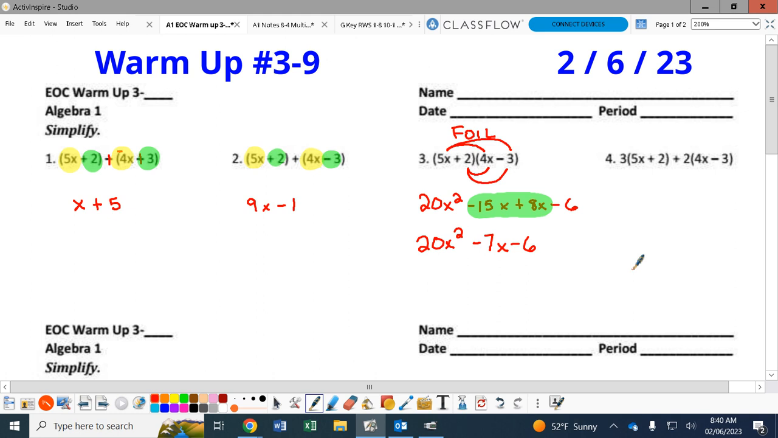What is foiling? Foiling: first, outer, inner, last. It's the acronym we use anytime we multiply a binomial times a binomial. It helps you remember to multiply the first two, so the 5x and the 4x, they're both the first in there. The outer two, the 5x and the 3 are on the outside. The inner two, the 2 and the 4x are on the inside. And then the last two in each parentheses would be the 2 and the negative 3. That's the last pair we multiply.